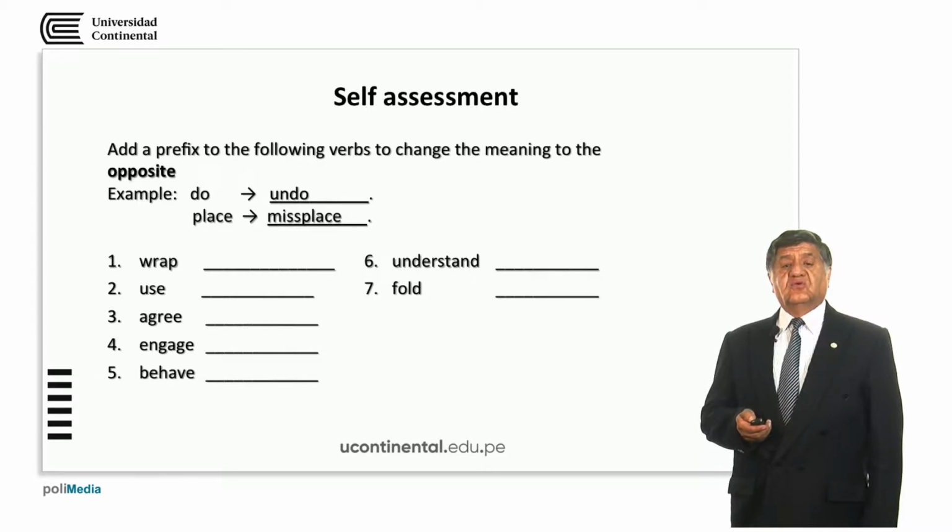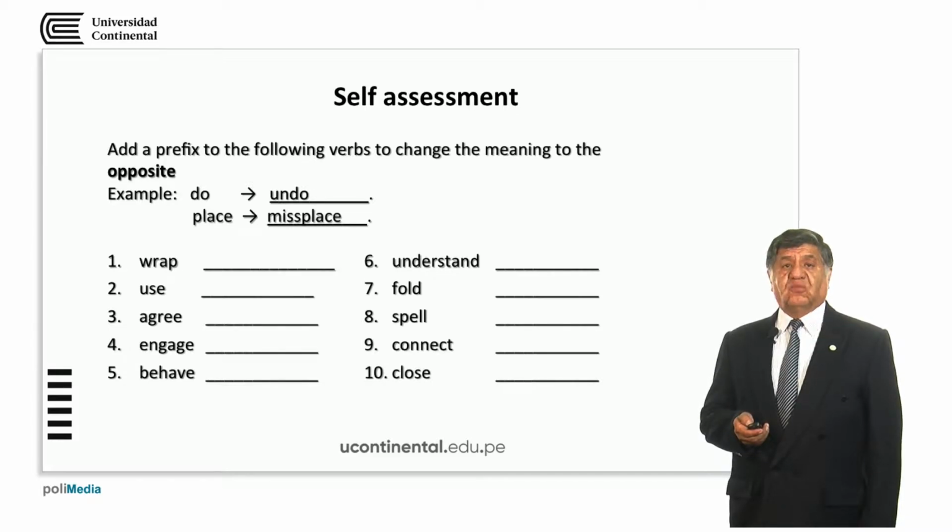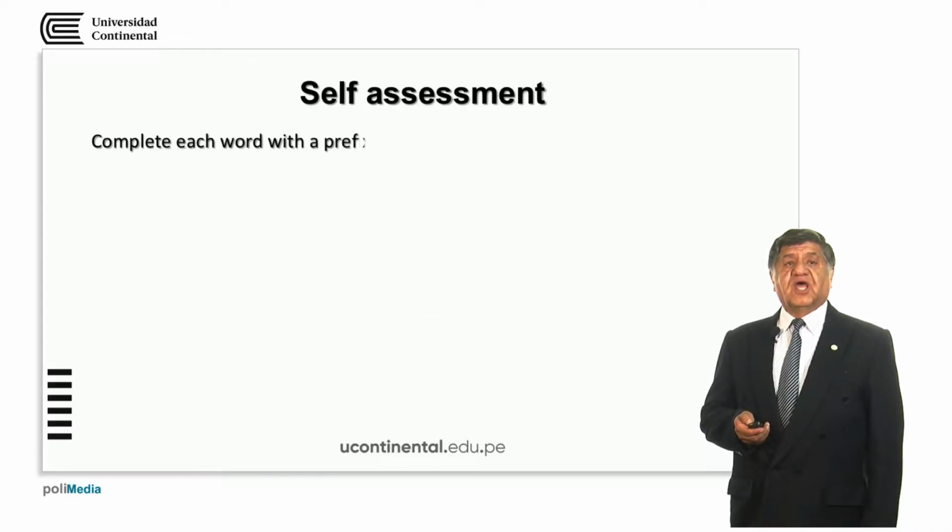Fold: to make something large into something smaller by using lines, imaginary lines, to fold them. Spell is how to write a word and how to explain the word by letter. Connect, I think it's obvious, it's quite related to Spanish. And close, the opposite of open, but we need to learn to construct a word that is opposite to close. Okay?